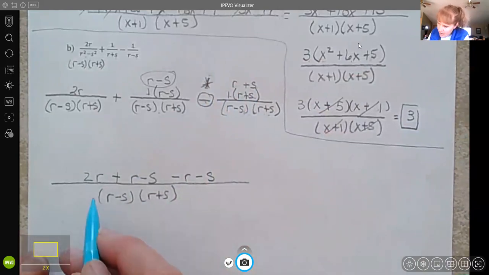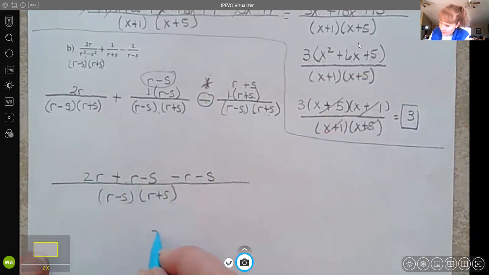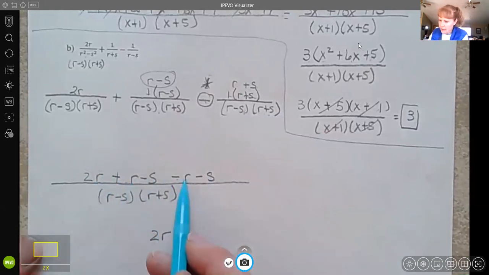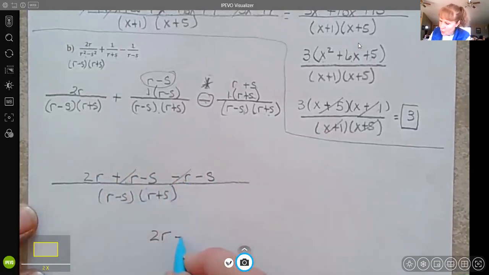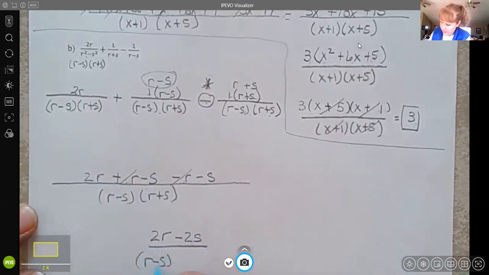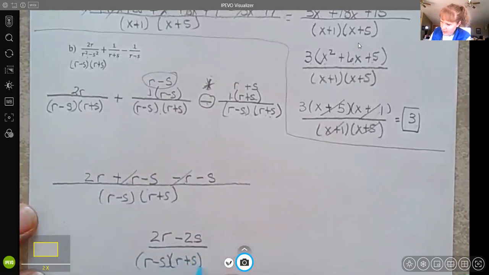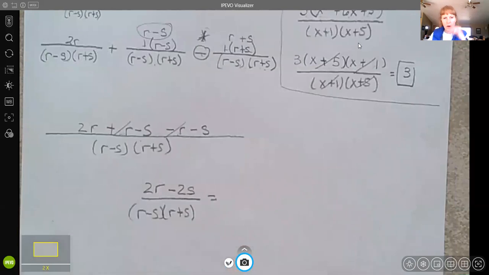We end up with 3r, and we end up with 2r. So the r's, plus r and minus r, they cancel, so you just have a 2r. Minus s, and a minus s is a minus 2s. Oh, wow. So now let me move this up. I have to make sure I watch that. So here, now all you need to do is factor out a 2.